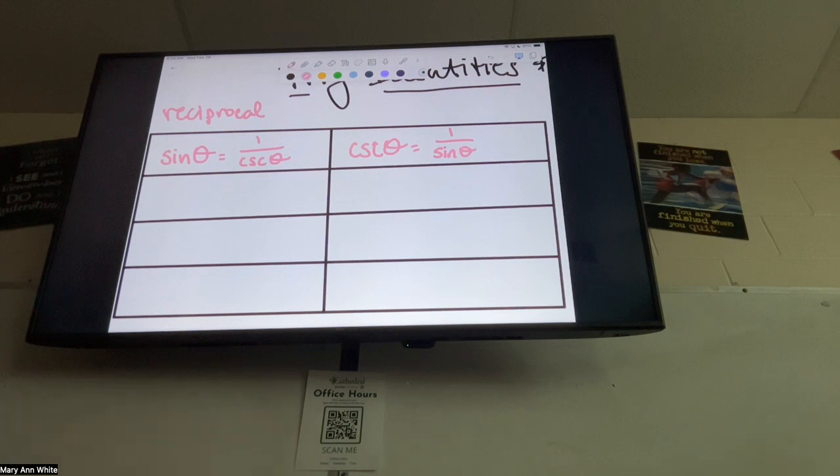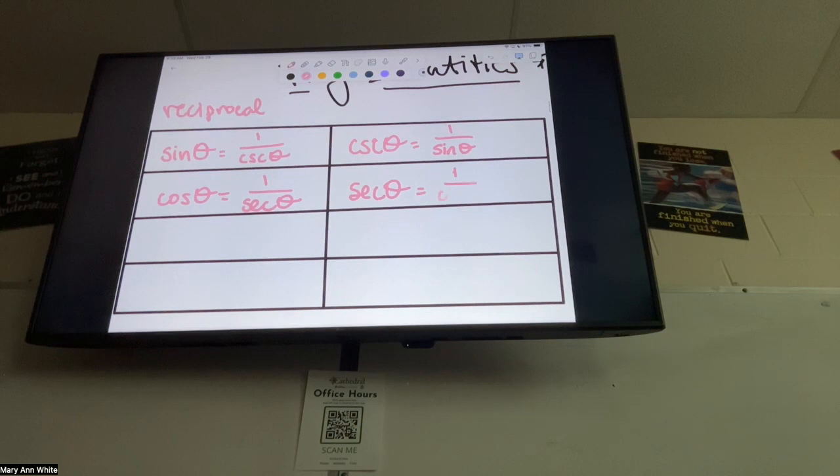Okay. On the next slide, I'll write cosine. Cosine is equal to 1 over what? SEC, secant. And so then secant is equal to, thank you, 1 over cosine. And then the last one is going to be tan. So tan of theta is equal to 1 over cotangent, good. And then vice versa, cotangent is equal to 1 over tan.